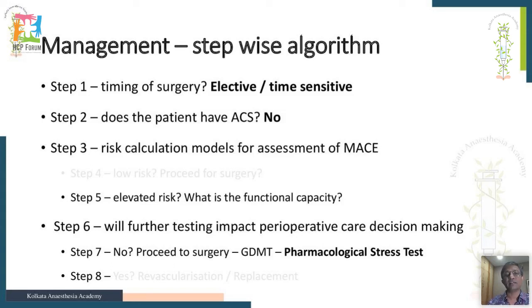That again has to be decided by a consensus opinion between the cardiologist, the surgeon, yourself, the patient and relative. Do I do pharmacological stress testing just for risk prognostication? Or if the pharmacological stress testing shows something that is wrong, should I fix it and then take up the person for surgery? Again, very, very individualized. So that is about it.